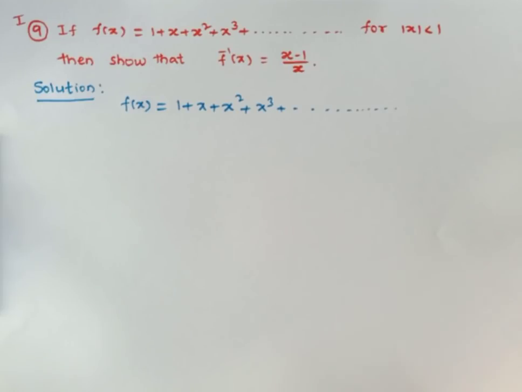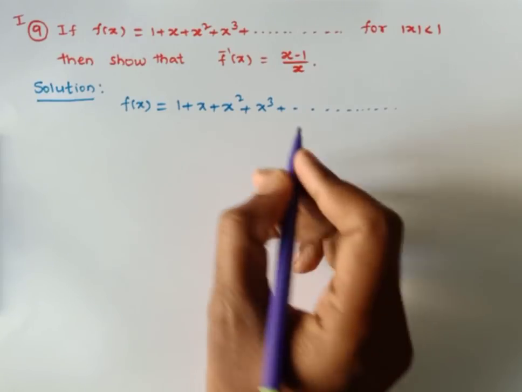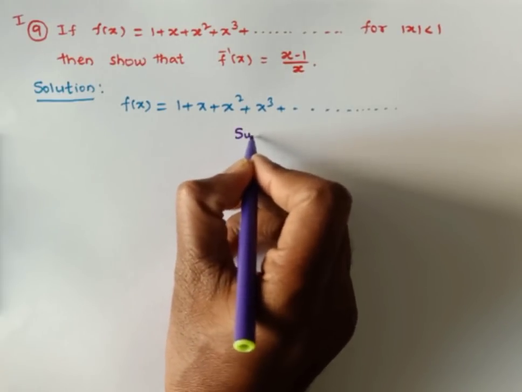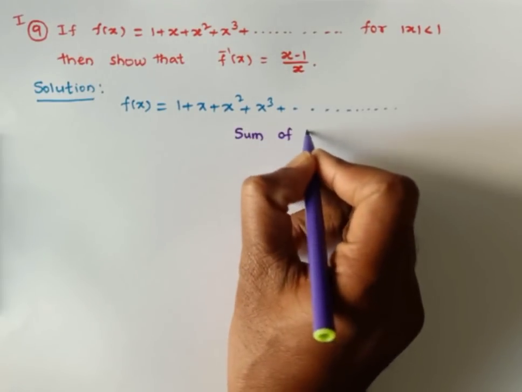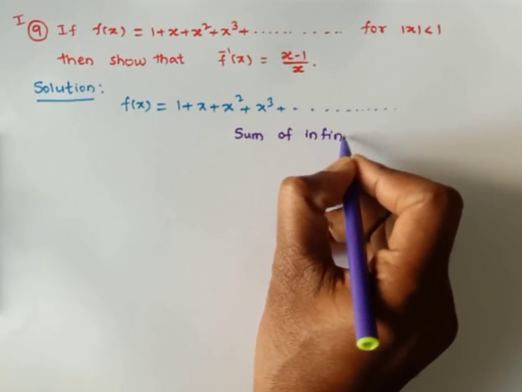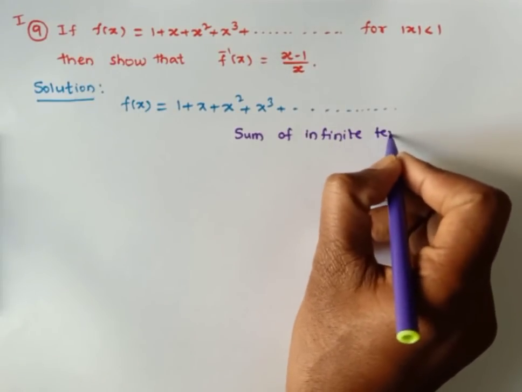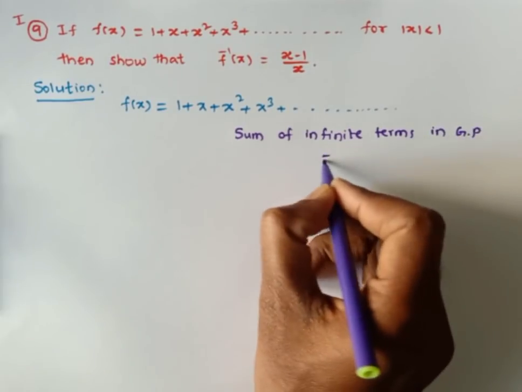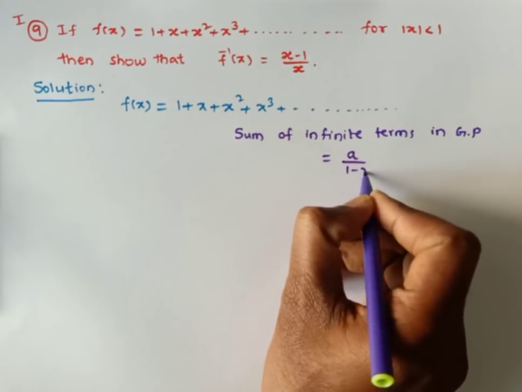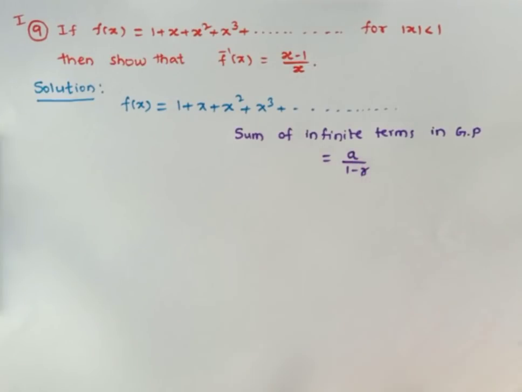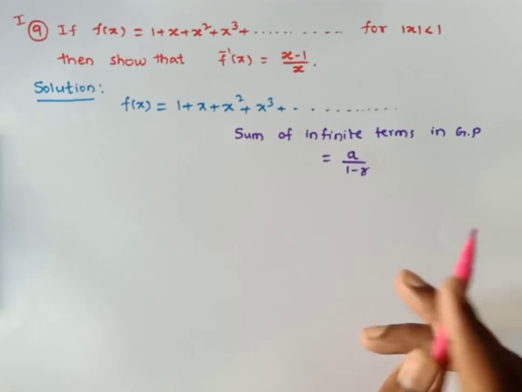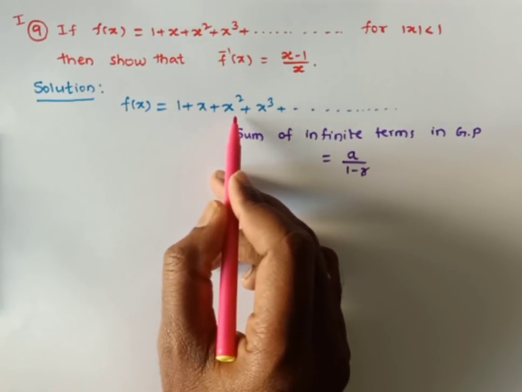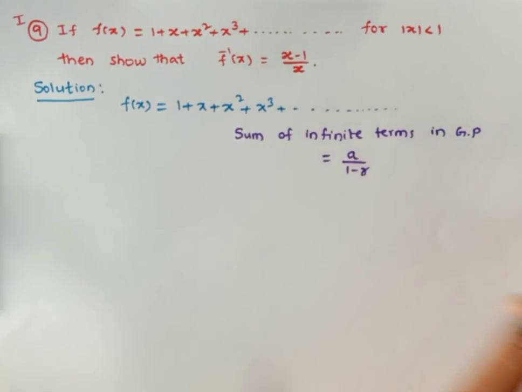So we know the sum of infinite terms in a geometric progression, which is equal to a divided by 1 minus r, where a is the first term of the series and r is the common ratio. Common ratio means if we take any two consecutive terms, the ratio is always the same.